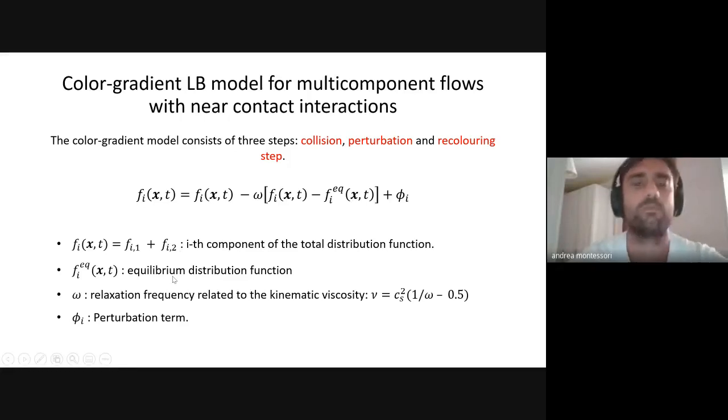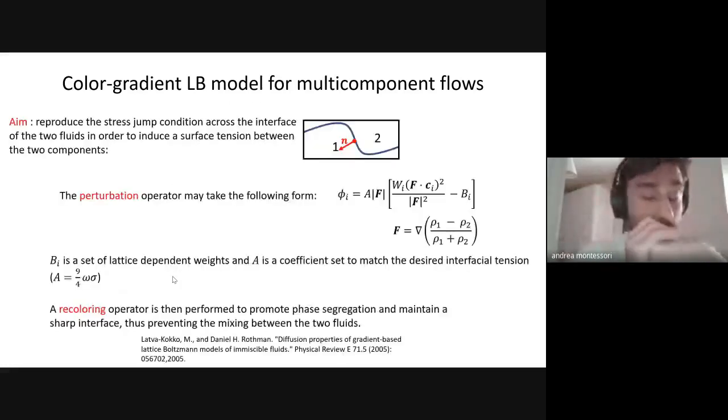F_i^eq is the equilibrium distribution function, namely a second-order expansion of the Maxwell-Boltzmann distribution. Omega is the relaxation time, as usual, which is related to the kinematic viscosity, and phi_i is the perturbation step. So two words about the perturbation step.